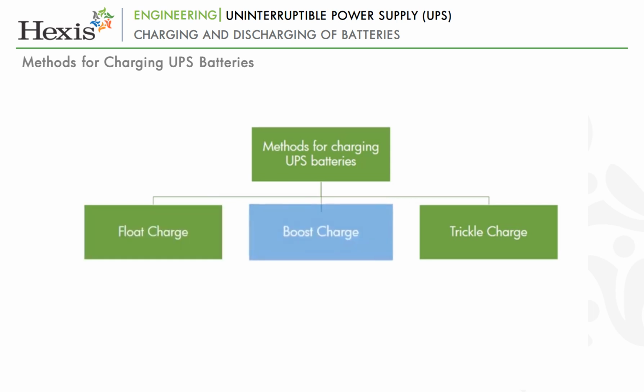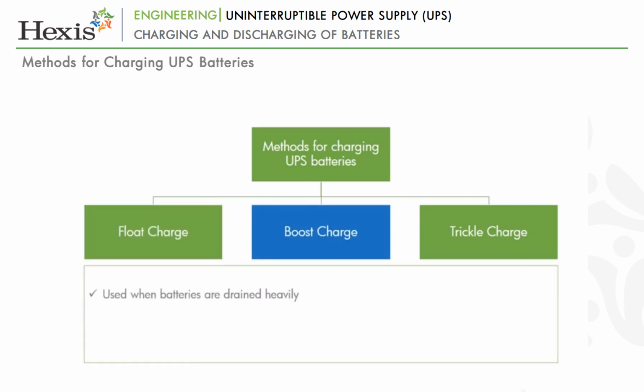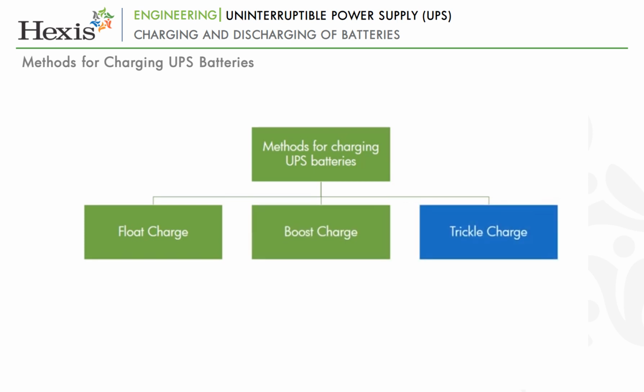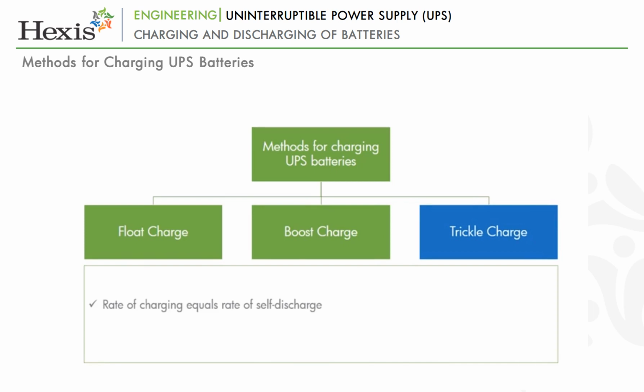Boost charging is used in situations where batteries are drained heavily. This involves charging the battery at high currents for a short period of time. This charges the battery quickly to ensure availability during the next power loss. In trickle charging, a fully charged battery is charged under no load at a rate equal to its self-discharge rate. This enables the battery to remain fully charged.